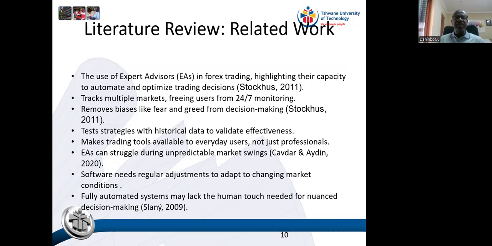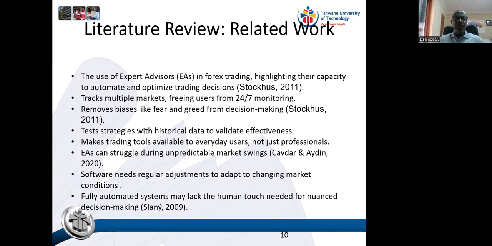And obviously, looking at literature, there are a lot of things we can learn from what previous authors have said. But the most important thing is that various authors have highlighted their capacity to automate systems. Their systems were developed to track multiple markets, freeing users from 24/7 everyday monitoring. Such systems also are aimed at removing biases like fear and greed from decision making, which are some of the examples of human limitations. And also to test with historical data so that we can say, okay, some years ago this type of crisis happened, and this is what it led to. So systems can be trained to identify those kinds of previous strategies and then use that in future.